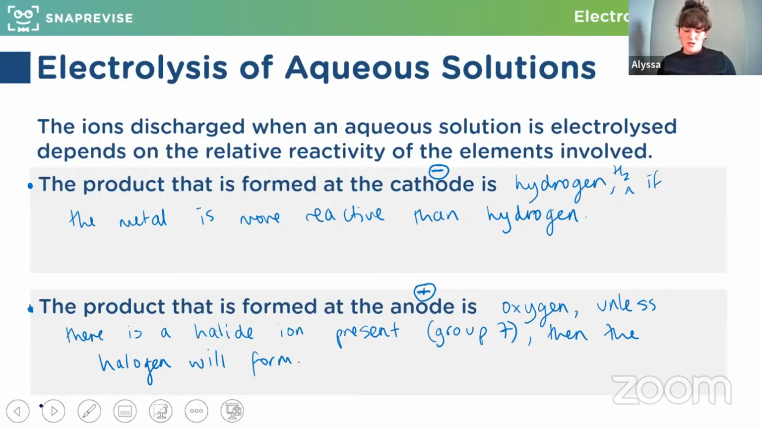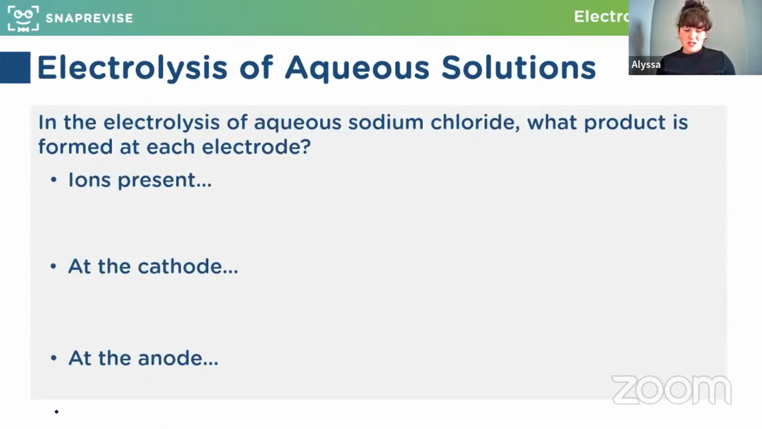Okay, so let's apply these rules to the compound that we just looked at. In the electrolysis of aqueous sodium chloride, aqueous meaning we've got water present, and sodium chloride is our ionic compound, what product is formed at each electrode? So the ions present, we've already said, are H plus and OH minus. Oh, tin and lead, of course, sorry. Yeah, good thought, well done.